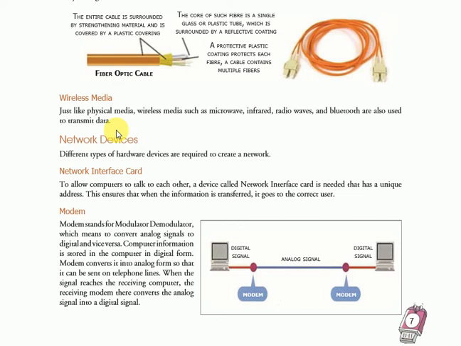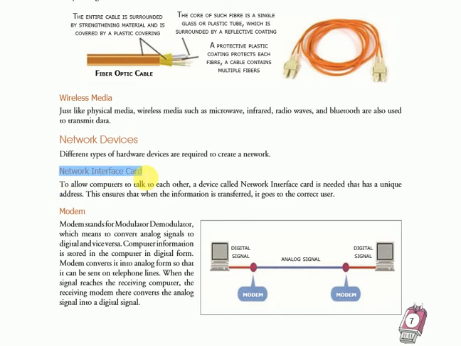Next, network devices. Different types of hardware devices are required to create a network. You already know the definition of a network. When we connect two or more computers to each other, that is called networking. So for the complete setup of networking, we need some hardware. So now we will study those hardware devices.